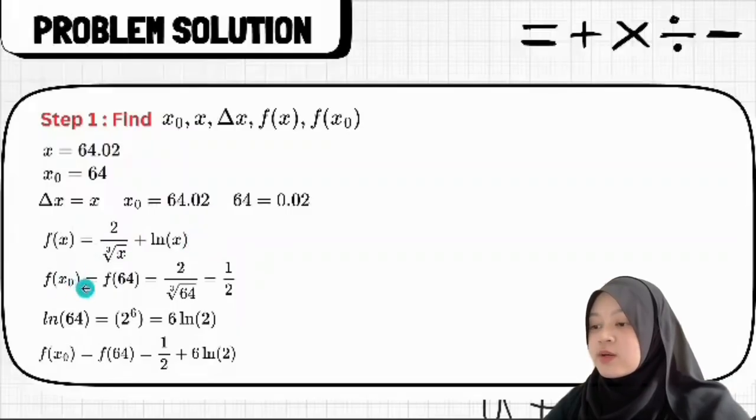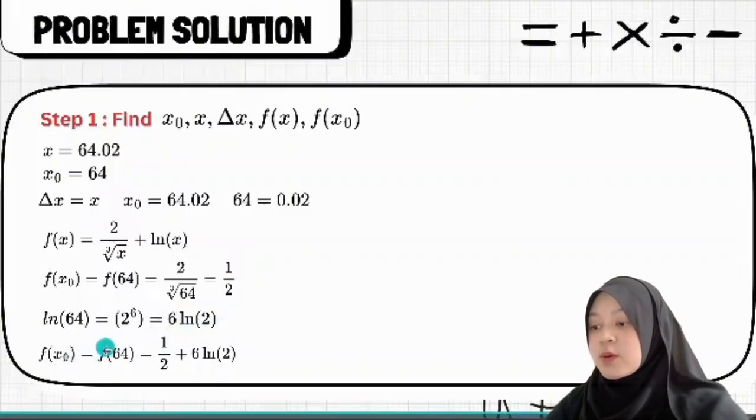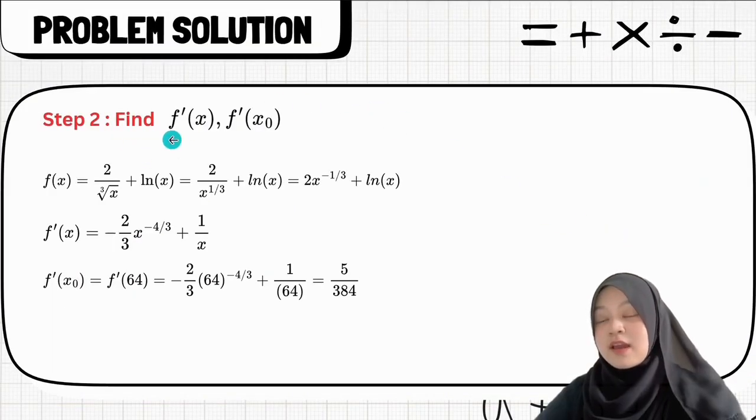which makes f(x naught) equal to f(64), where 2 over the cube root of 64 makes it 0.5. Ln 64 would be ln 2 to the power of 6, which makes it into 6 ln 2. Then we will evaluate the function, f(64), which makes f(x naught) equal to f(64) equals 1/2 plus 6 ln 2.